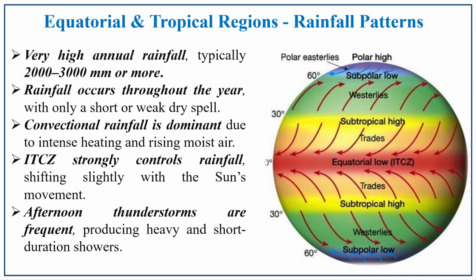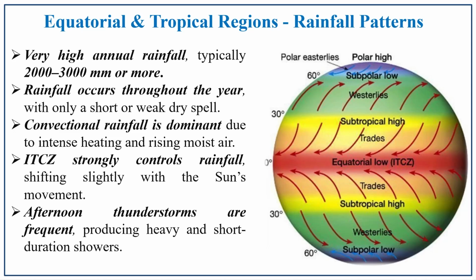So, what is the rainfall condition of this latitude? It experiences very high annual rainfall. Why? There is intense solar radiation. Because of intense heat, there is very high annual rainfall. So, what is the amount of rainfall received in this latitude? 2000 to 3000 millimeters or more than that. That is the condition of this latitude.